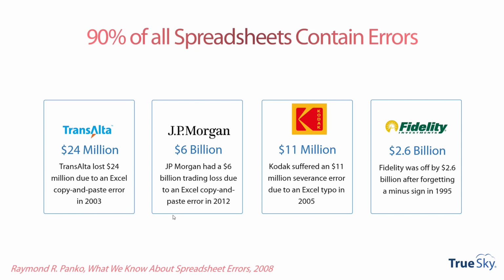Now, hopefully your errors aren't the size of what happened to J.P. Morgan, who lost $6 billion because of a copy-paste error, or that Fidelity was off by $2.6 billion because of a missed minus sign, right? But odds are your spreadsheets have some form of errors in there as well.